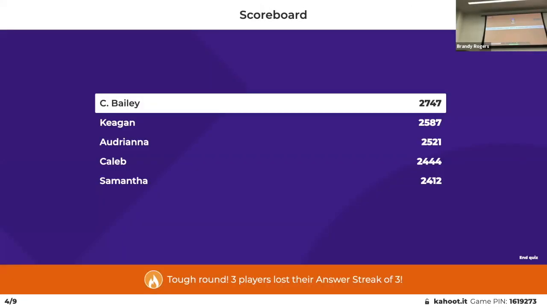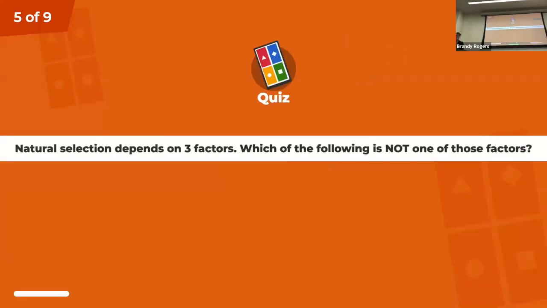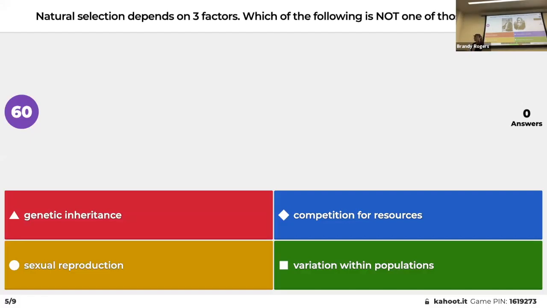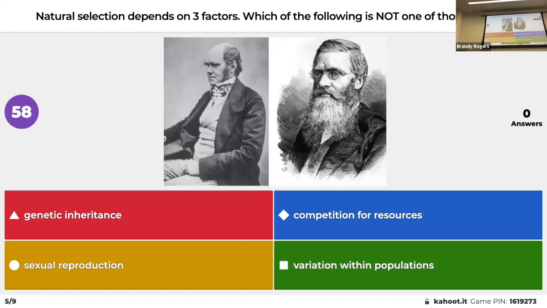All right, natural selection depends on three factors. Which of the following is not one of those factors? And these guys are up here to remind you that they together came up with those three factors. Darwin and Wallace, in case you don't know. Genetic inheritance, competition for resources, sexual reproduction, or variation within populations. One of these does not belong on the list. I set the timer a little longer on this one to give you time to think if you need it.